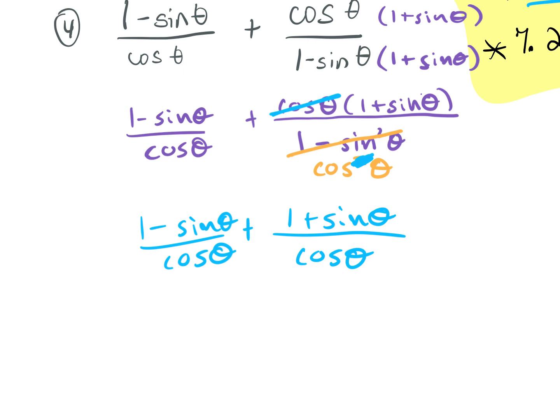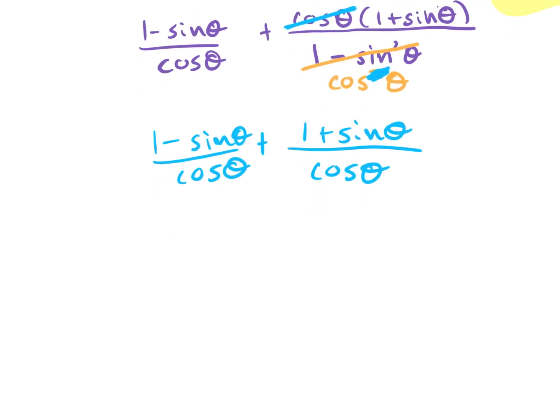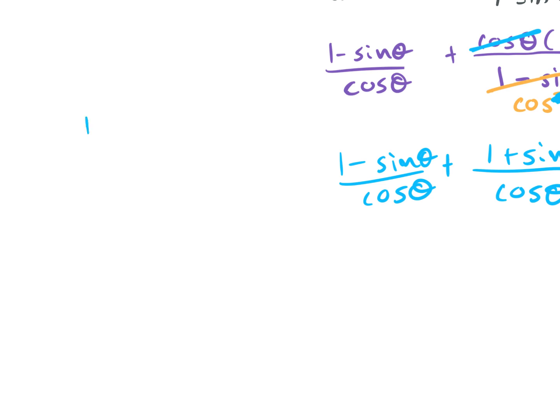Can we add them together now? Yeah, we have a common denominator, so let's add them. So when you add 2 fractions, if I had something like 1 over 2 plus 4 over 2, remember your denominator stays the same. This would be 5 over 2.